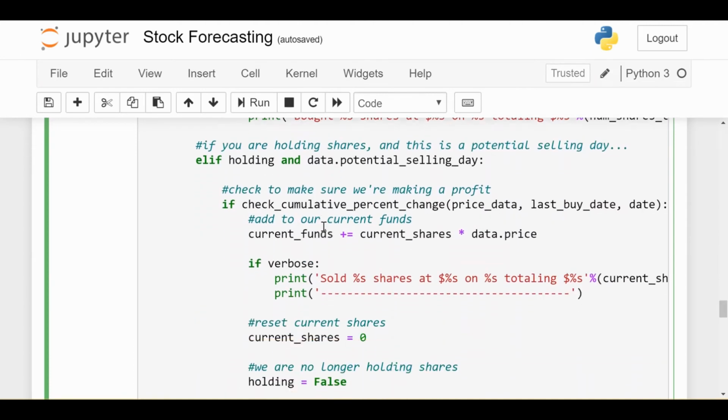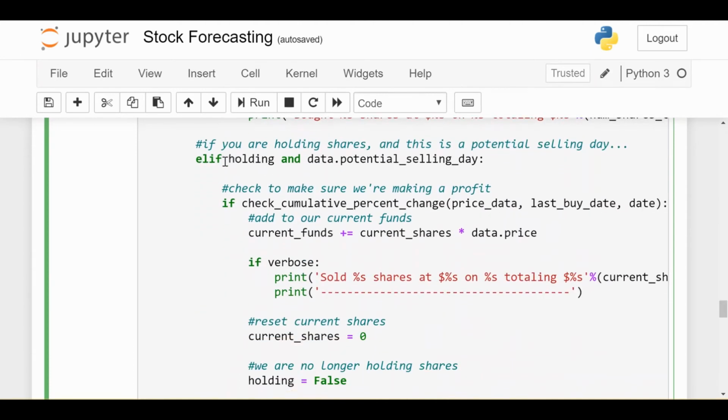Now here's the last part of the function. Otherwise, if you are currently holding, so let's say we're in a situation where we bought the stock at some point earlier, now we reach a selling day where we're currently holding, and this is a potential selling day. Of course, we run that through our check cumulative percent change helper function to make sure that we're making a profit at this point. If we are, then we go ahead and sell the stock.